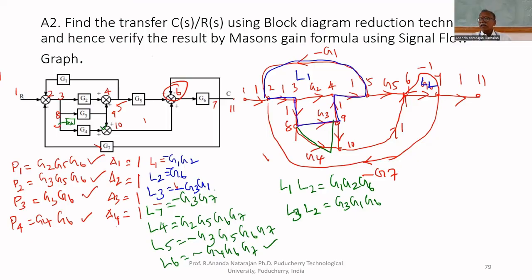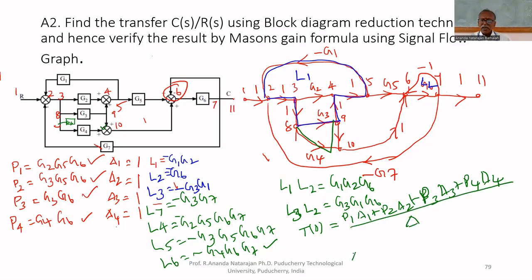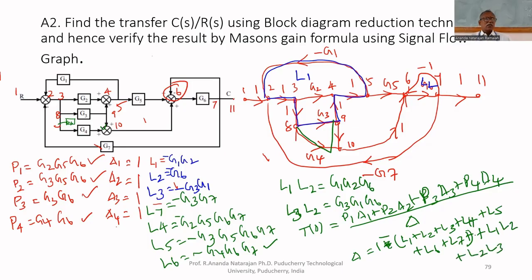Now 7 plus 2, 9 plus 1, 10. Therefore, the transfer function is P1 delta 1 plus P2 delta 2 plus P3 delta 3 plus P4 delta 4 upon delta, where delta equals 1 minus (L1 plus L2 plus L3 plus L4 plus L5 plus L6 plus L7) plus (L1 L2 plus L2 L3). That's all. I finished.